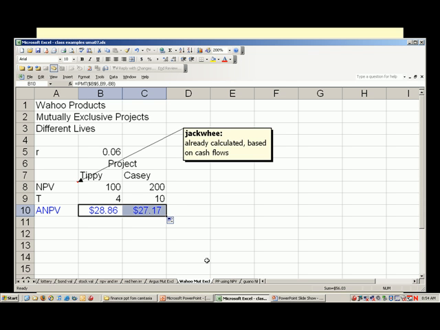I've labeled this worksheet Wahoo Products, Mutually Exclusive Projects, Different Lives. Here's our discount rate. And note that what I've already done is to calculate the net present values of the two investment alternatives, Tippy and Casey. And here they are, $100 and $200 respectively. I've also indicated the term of the two projects, 4 years for Tippy and 10 years for Casey. Finally, I've calculated the annualized net present values for the two projects. And now I'm going to delete those numbers and show you how to calculate an annualized net present value.